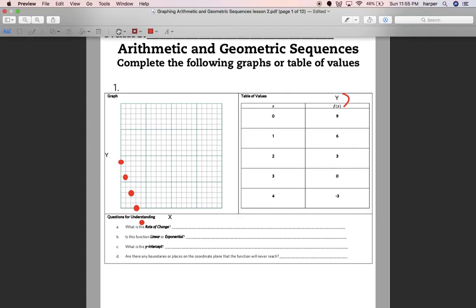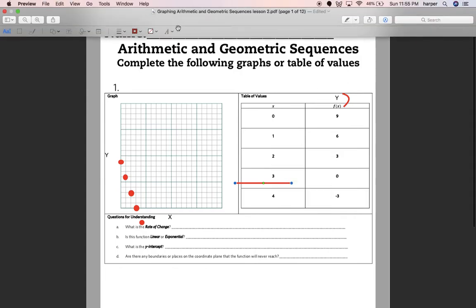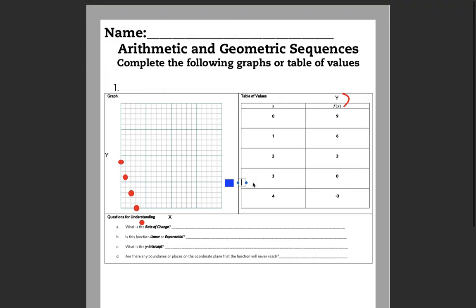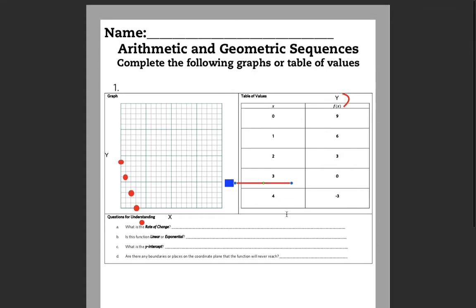Now, what do you guys think? Is this a linear or exponential line? Let me change colors because I can. Something happened there. It doesn't like me, so I'm just going to leave it. What do you guys think? I hope everyone yelled, it's a linear line.